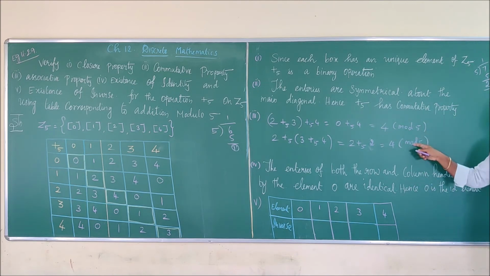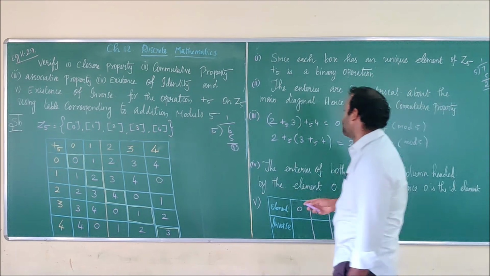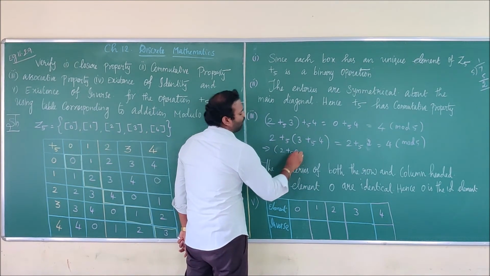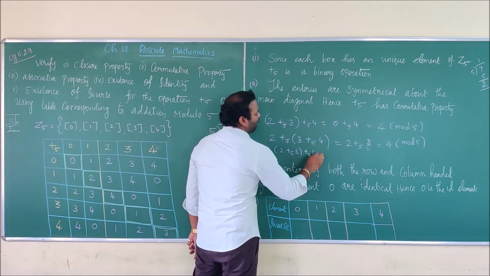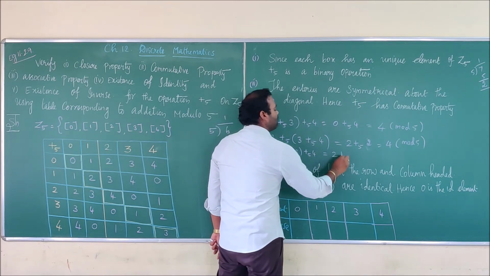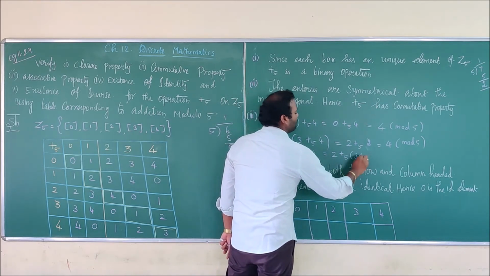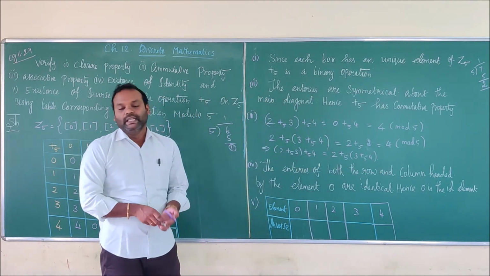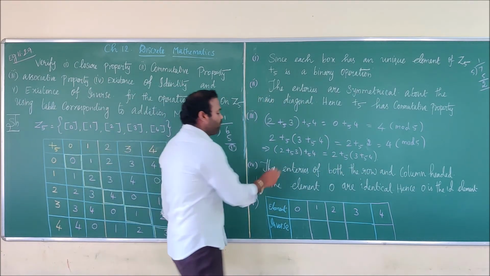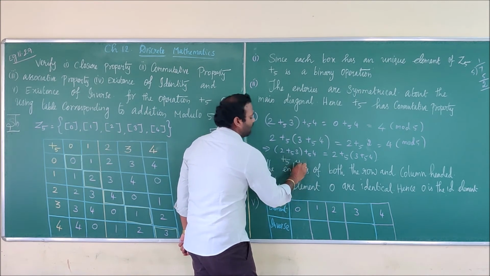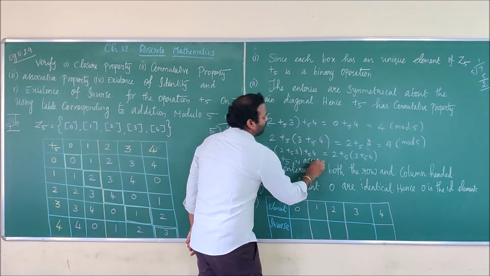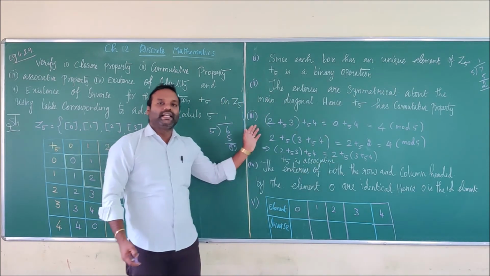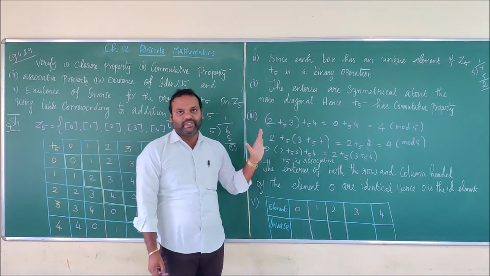Then you compare these two results. These two are the same, which implies that 2 under addition modulo 5 (3 under addition modulo 5 4) is equal to (2 under addition modulo 5 3) under addition modulo 5 4. So both of them are equal. So here what you have to write is that plus 5 is associative. You just take 3 elements to check the associative property.